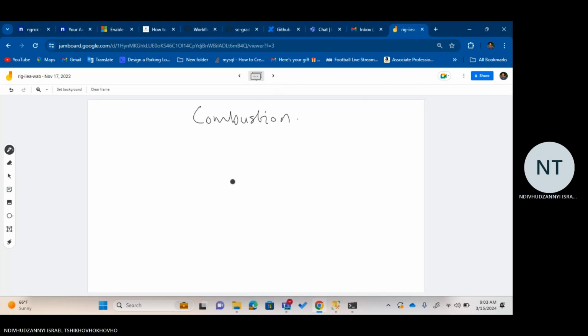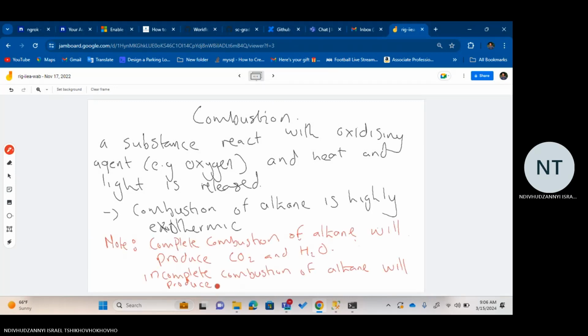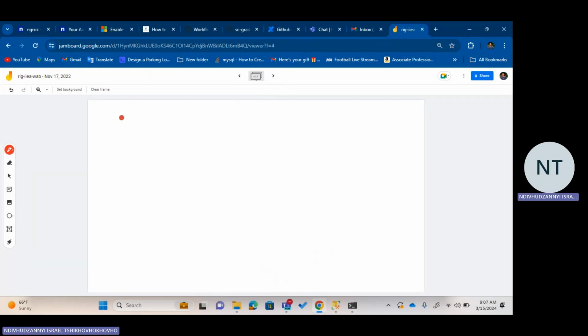I'll write that down. Okay, that's everything that I explained. Let me just give you an equation to see how this is. So it's alkane plus O2. It forms CO2 and water. Let's do an example of one.